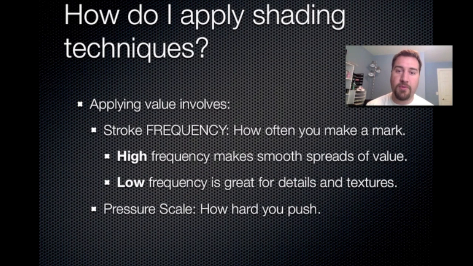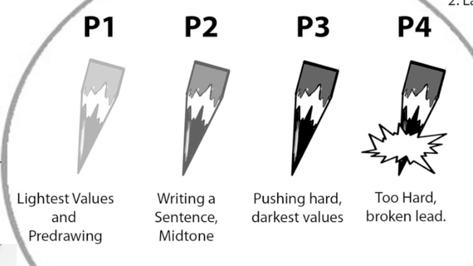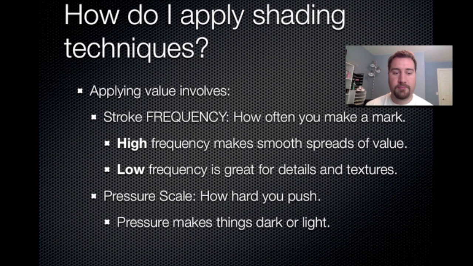The other thing you need to know when applying value, and you've learned this already, is pressure. How hard do you push using your tool? Obviously, pressure makes things light or dark. So essentially, when creating value, controlling your pressure and controlling your frequency is how you achieve different effects. If you want to make a darker value, but your pressure is light, no matter how many times you draw over and layer on top of that value, it will stay dim. So you need to use pressure when you're applying value.